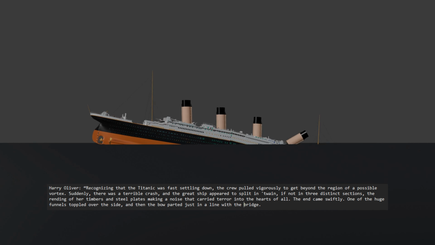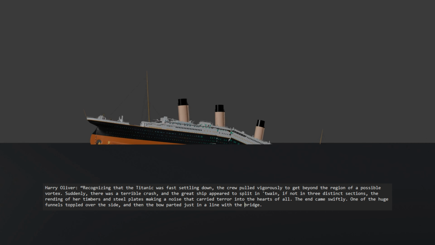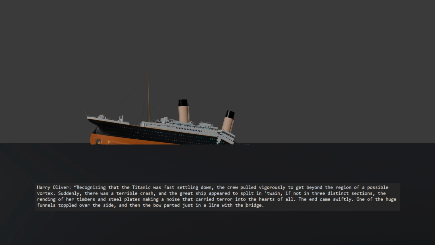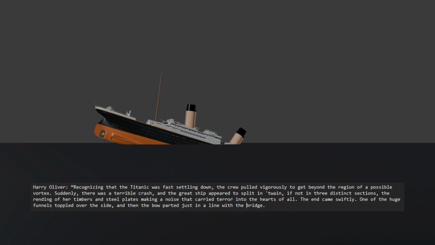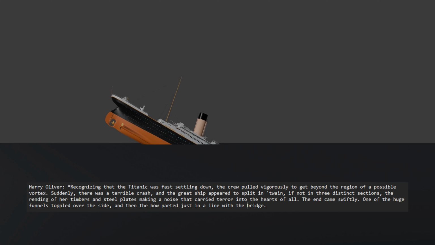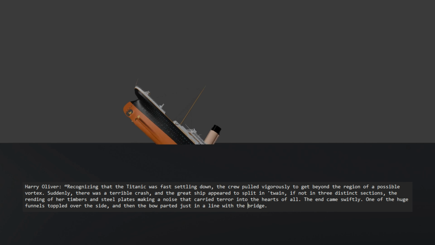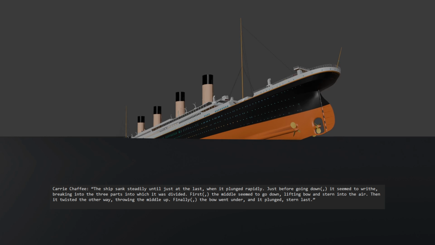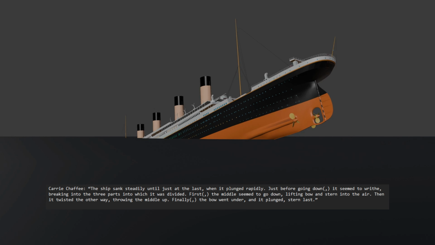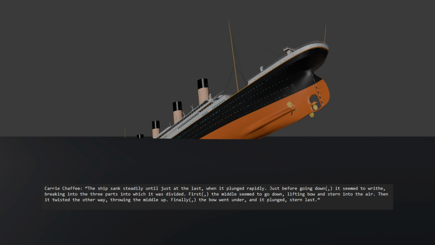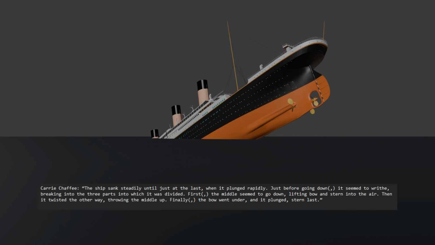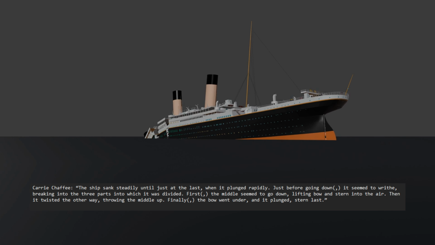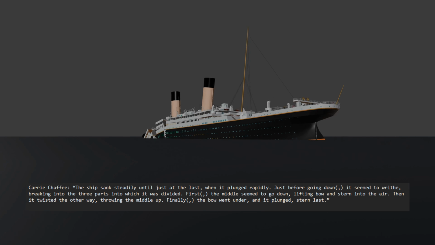Recognizing that the Titanic was fast settling down, the crew pulled vigorously to get beyond the region of a possible vortex. Suddenly, there was a terrible crash, and the great ship appeared to split in twain, if not in three distinct sections, the rending of our timbers and steel plates making a noise that carried terror into the hearts of all. The end came swiftly. One of the funnels toppled over the side, and the bow parted just in line with the bridge. The ship sank steadily until just at the last, when it plunged rapidly. Just before going down, it seemed to writhe, breaking into the three parts into which it was divided. First, the middle seemed to go down, lifting bow and stern into the air. Then it twisted the other way, throwing the middle up. Finally, the bow went under and it plunged stern last.